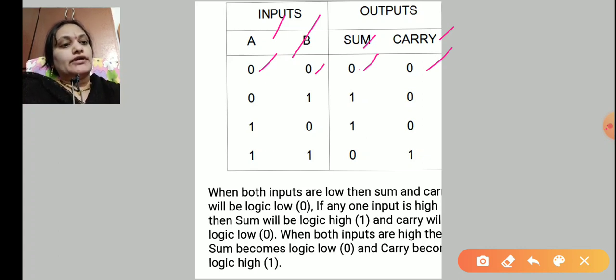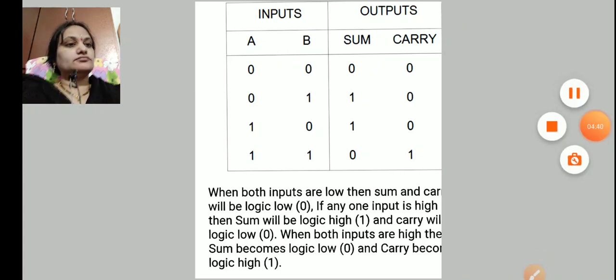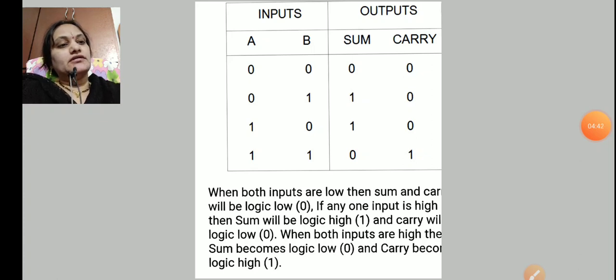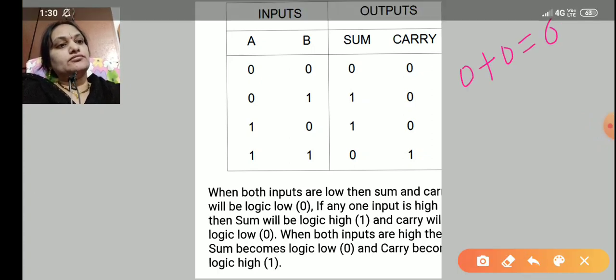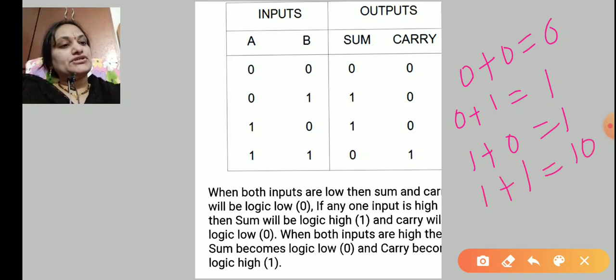Before knowing these carry and sum, we should know what is addition. In case of addition, you should remember that while adding, 0 plus 0 becomes 0, 0 plus 1 becomes 1, 1 plus 0 becomes 1, and 1 plus 1 becomes 10.